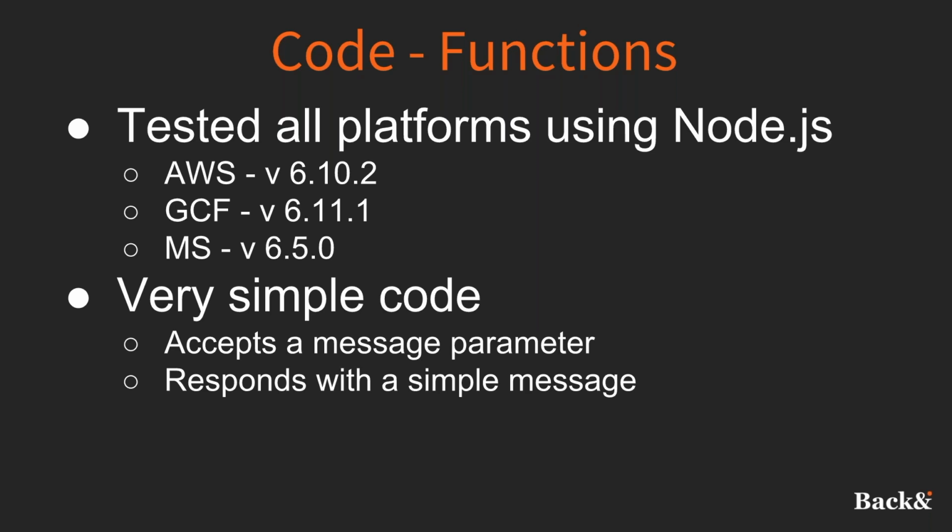All my code is doing is accepting a message parameter and responding with a simple message that concatenates a static string with the message that was received. So I don't feel like I'm running up against any potential walls in terms of major performance differences between Node 6.5 and Node 6.10. If you disagree or want to discuss further how this could impact the results, please send me an email, matt@backand.com.